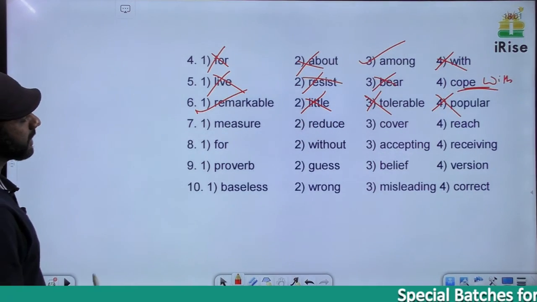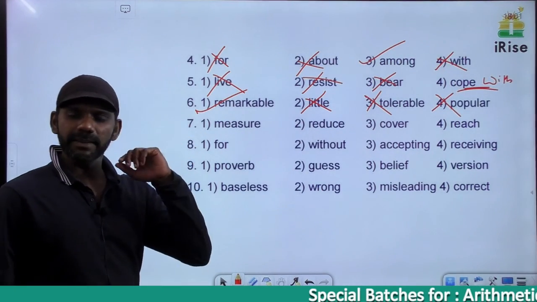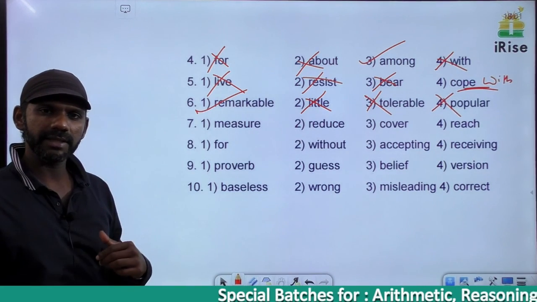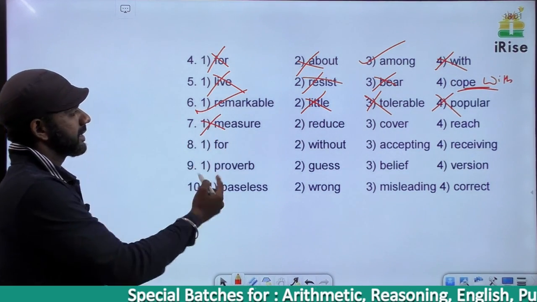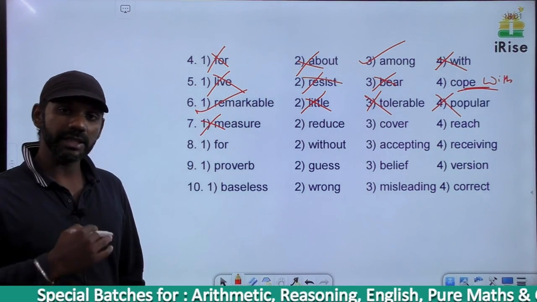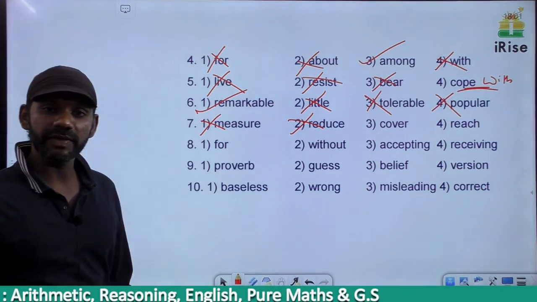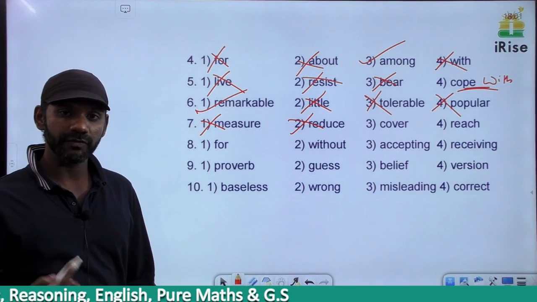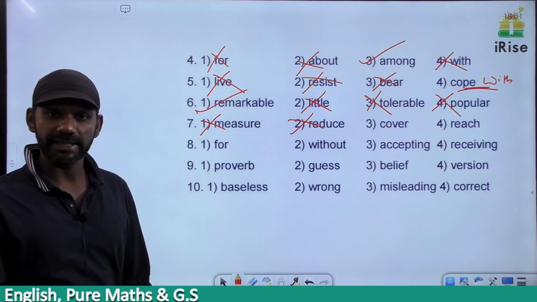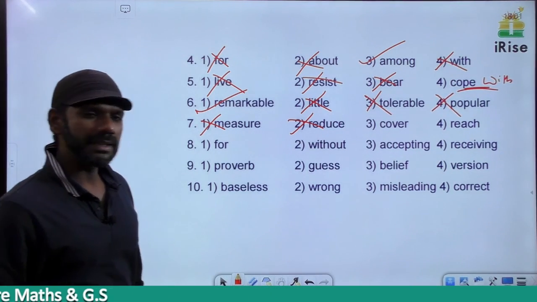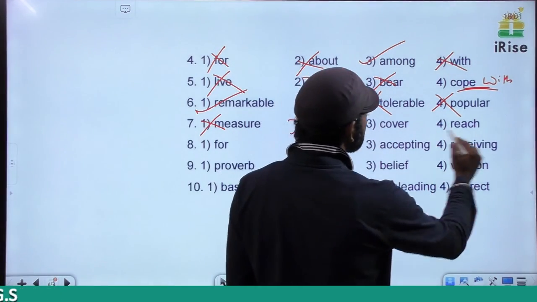Every sentence must make sense. Can camels measure the distance of 800 miles? No, that doesn't make sense. Can camels reduce the distance of 800 miles? No. Can camels cover a distance of 800 miles? Yes, we can cover a distance of 5 kilometers, 10 kilometers and all. Makes sense. Can camels reach a distance of 800 miles?